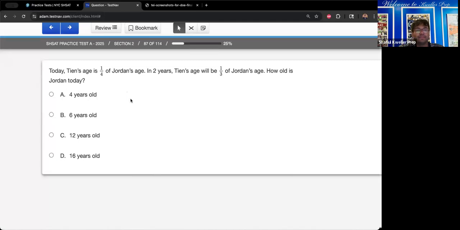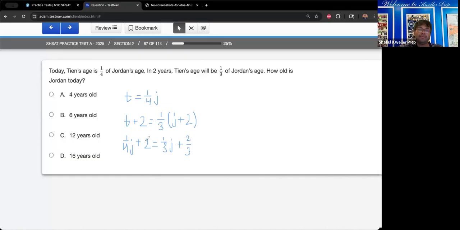Tian's age is 1/4 of Jordan's age. So T is equal to 1/4 J. In 2 years, Tian's age will be 1/3 of Jordan's age. So in 2 years, that's T plus 2. Tian's age is 1/3 of Jordan's age. Jordan's age isn't just J. In 2 years, Jordan also ages by 2 years. So it looks like this. And then you plug in T because we know T is 1/4 J. So 1/4 J plus 2 is equal to 1/3 J plus 2/3.